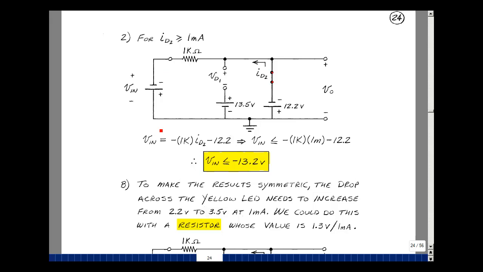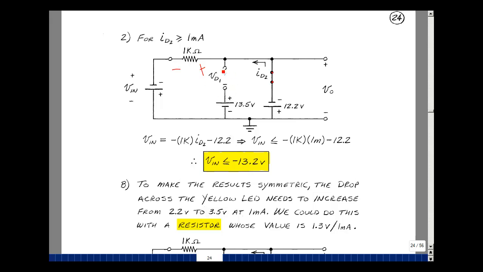Now, to write our equations, we have to follow the original notation for V in. The rise in voltage is V in, and then the drops are on the loop. Because current's flowing in this direction, I'm going to have a negative drop of 1K times I sub D2, and then minus 12.2 volts. If the current begins to increase, then this term's going to get larger and we'll get more negative. V in is going to get smaller, same equation, minus 1K times current of at least 1 milliamp, and then 12.2 volts. Whenever V in is less than or equal to 13.2, the yellow LED lights.